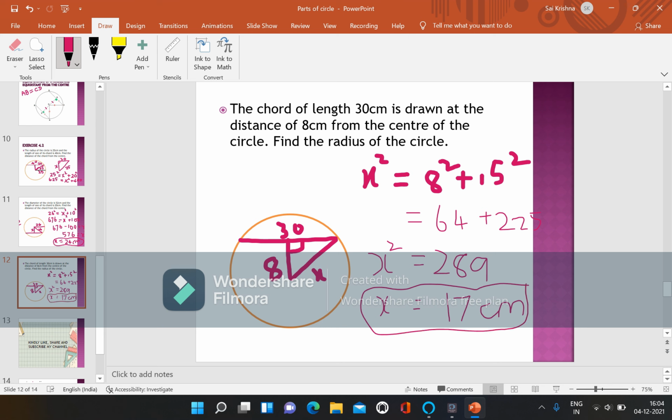Okay. So today I have explained to you about the parts of the circle and the 3 properties of chords, and based on the property how to solve the given sum.